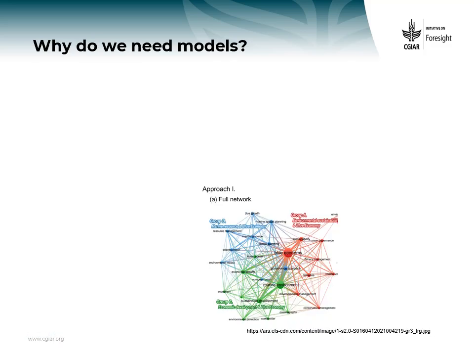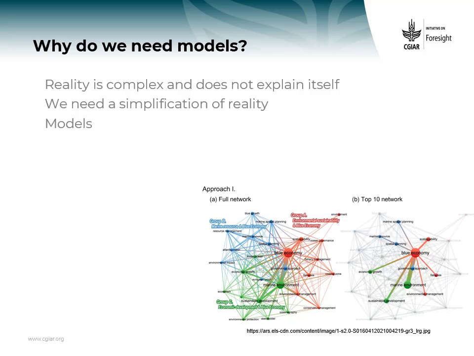Making sense of the complex world we live in is difficult. Reality is filled with complex interactions that often don't explain themselves. Understanding the causes, effects, and size of how and why things work, and how we could change them, needs a simplification of reality. This is where models come in.